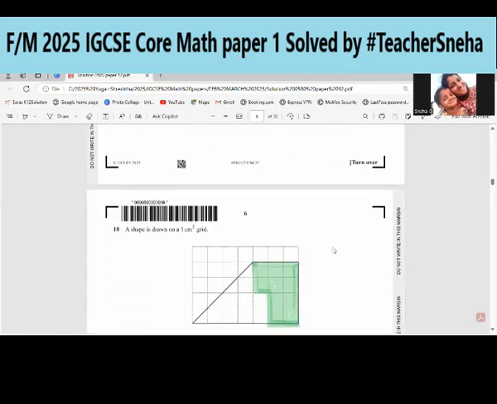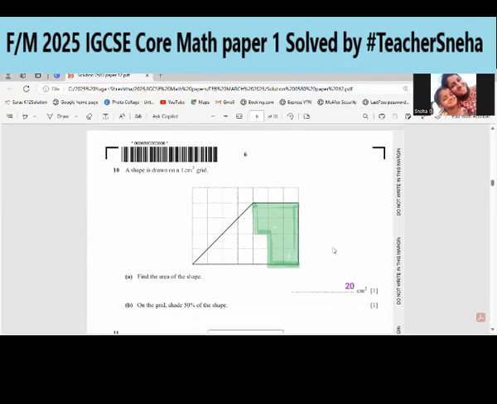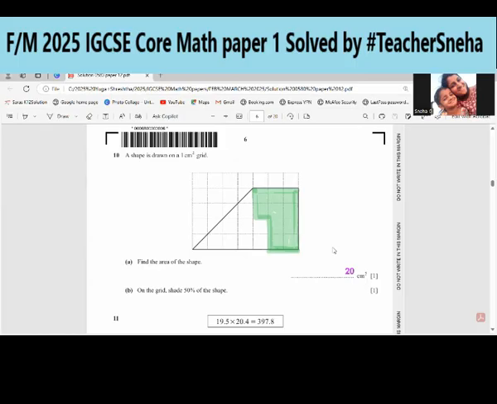Moving further to question number 10. The shape is drawn on a 1 centimeter square grid. Find the area of the shape. Now, whenever we find the area of the shape, we must count the number of boxes that are there inside this shape. So on counting, I'm going to get 20 complete boxes.